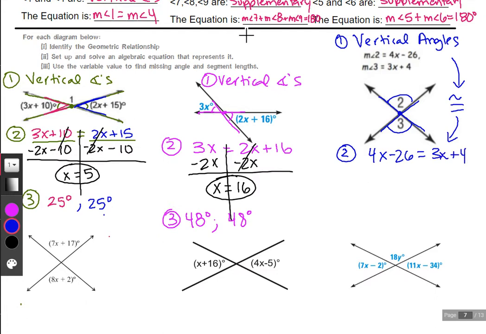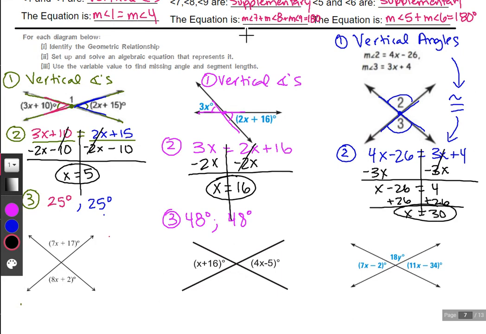In algebra solving, we'll subtract 3x on both sides. So we have x minus 26 is the same as 4. Then adding 26 on both sides yields a result of x being 30. Okay, in our check step, we have 4 times x minus 26 for the top angle. So that'd be 4 times 30 minus 26, 94 degrees.